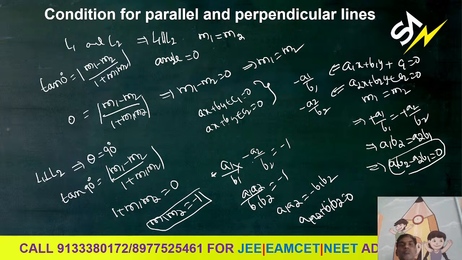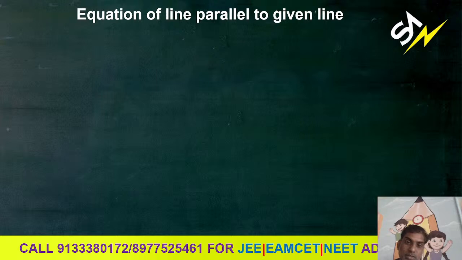Okay, so the condition for parallel and perpendicular lines. What is the condition? m1 equal to m2 for parallel lines and m1 times m2 equals minus 1 for perpendicular lines. Right, let us see the equation of a line parallel to a given line. Suppose one of the lines is given like ax plus by plus c equals 0. Now we have to calculate a line which is parallel to this. So just now I have told you parallel lines differ with only a constant.